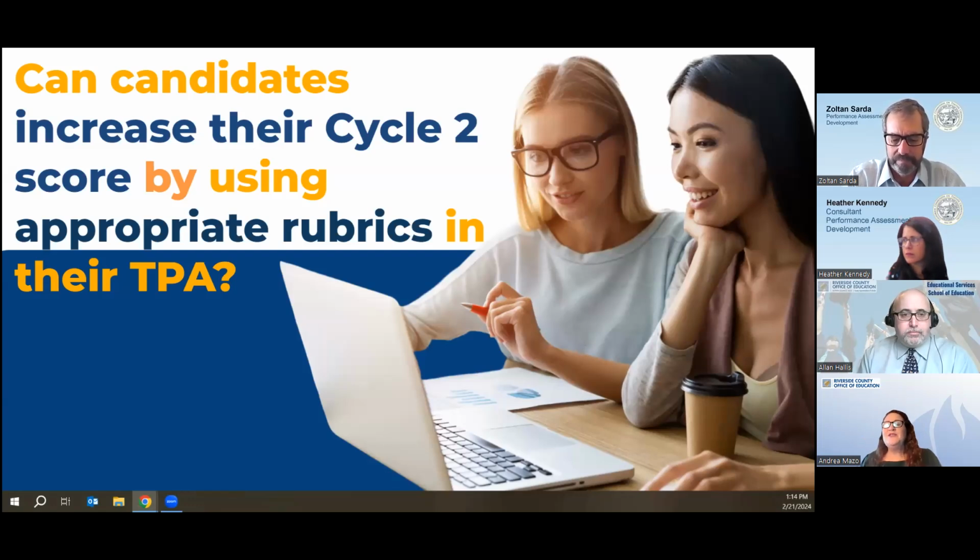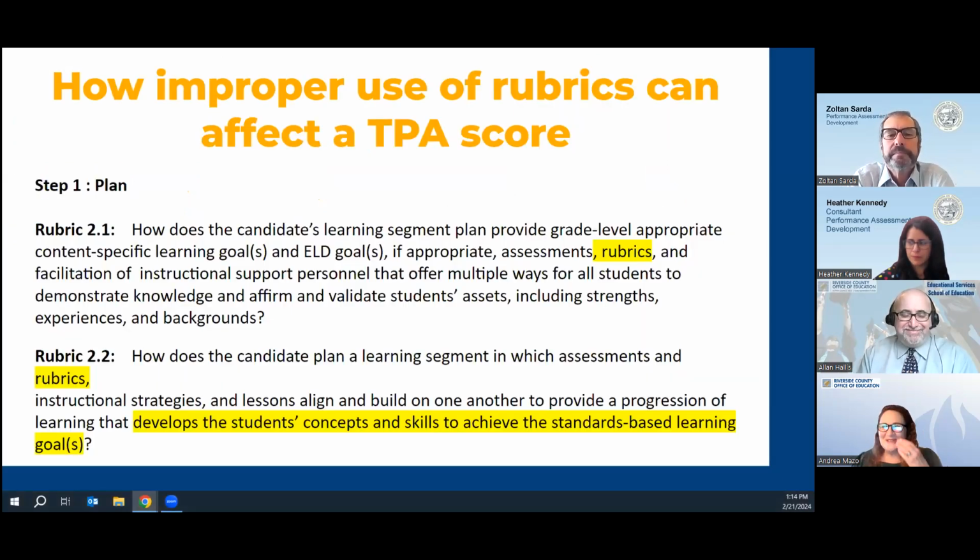So our question that we'd like you to think about, that we're going to talk about for the next few minutes, is, can candidates increase their score by using appropriate rubrics in the TPA? And I want to propose that yes, they can. As a scorer, it really needs to be something we consider. And so I wanted you to see in the material itself where the use of rubrics is called out.